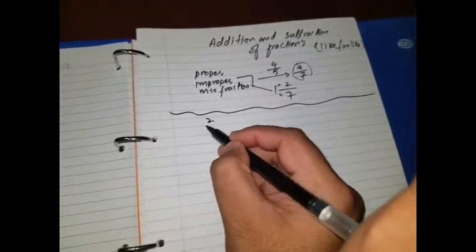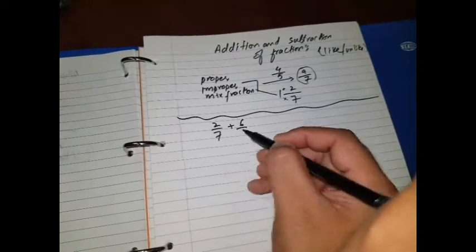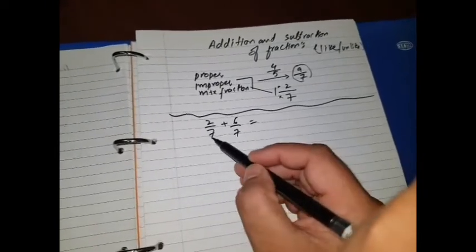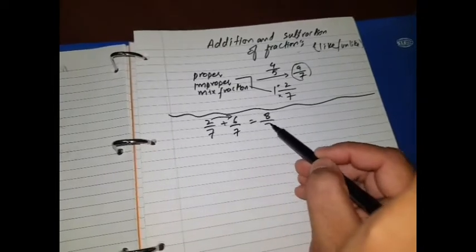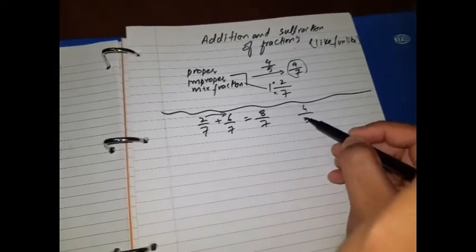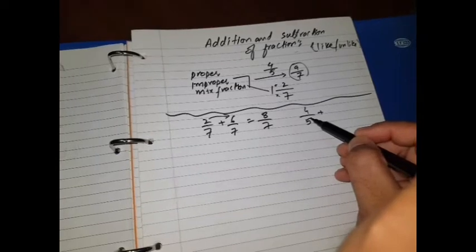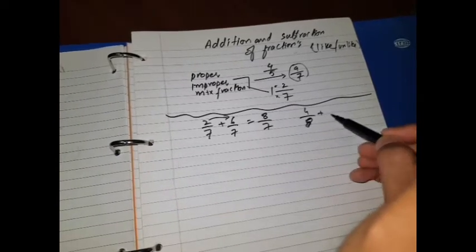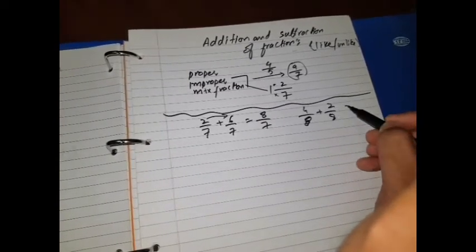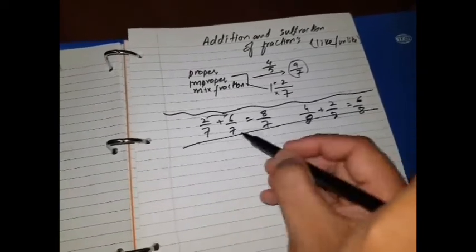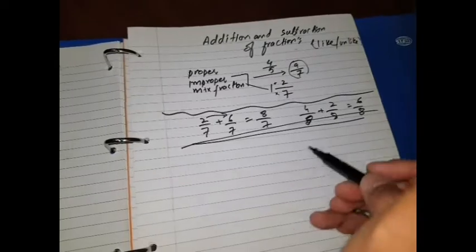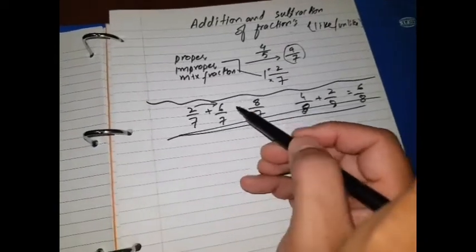First of all, 2/7 plus 6/7. Denominators are the same. The only thing I need to do is add the numerators. 8/7. 4/8 plus 2/8. Denominator same, so 6/8 is my answer. For like denominators, very easy. I don't have to make any changes in that. Only thing, add the numerator.